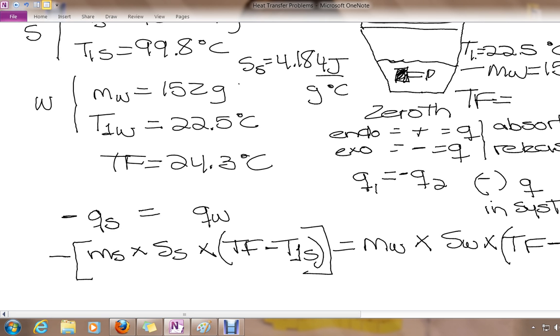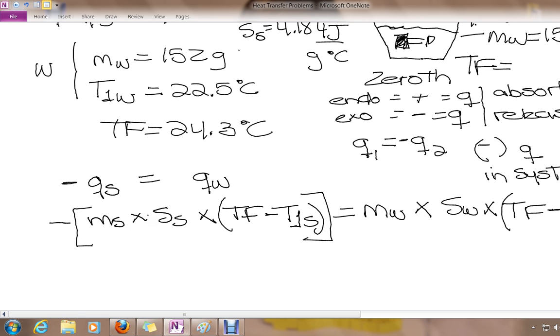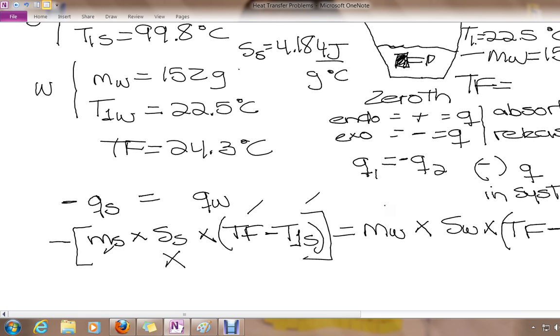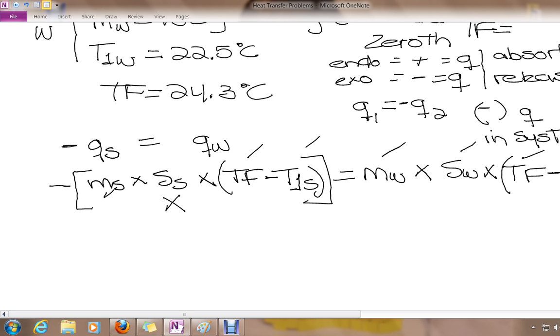Now let's look at our equation. They're giving me the mass of the solid. This one, let's call it X. They're giving us the final temperature, which is 24.3. They're giving us the initial temperature of the solid, which is 99.8. The mass of the water and the specific heat of the water, we have it. Final temperature 24.3 and initial temperature of water 22.5. So let's plug in our values and let's leave it as X.